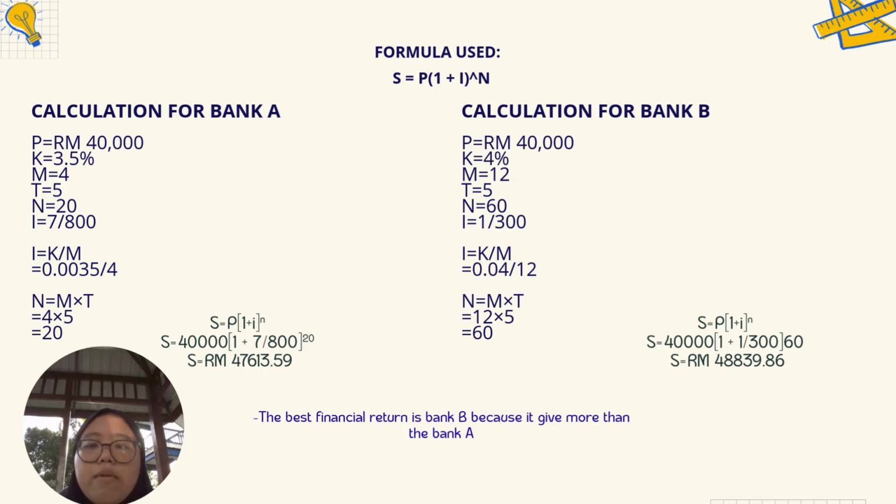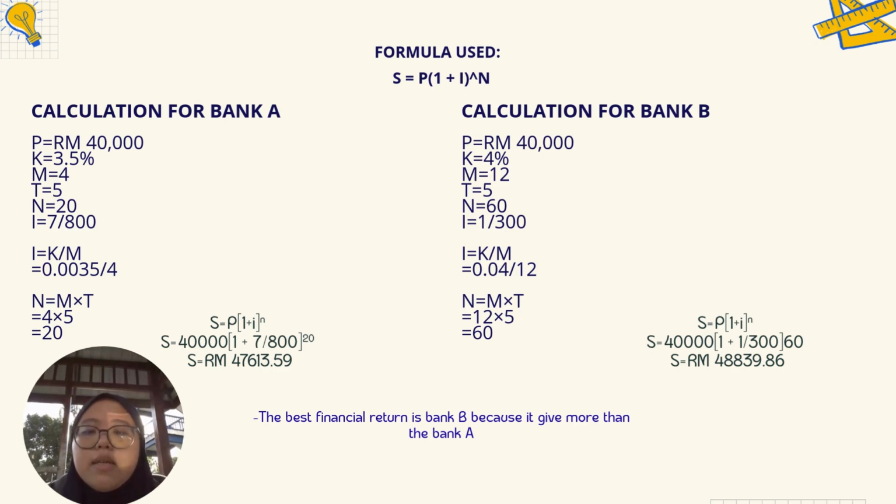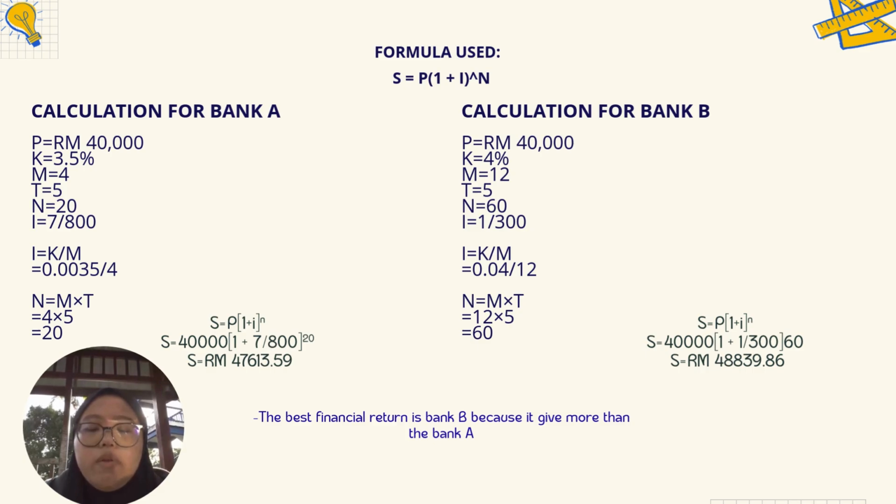P equals RM40,000, K equals 4%, M equals 12, T equals 5, N equals 60, and i equals 1 over 300. How do we get the i? Same as bank A, i equals K over M, 0.04 divided by 12, and we will get 1 over 300. And the N, how do we get 60? M multiplied by T, which is 12 multiplied by 5, and we will get 60.